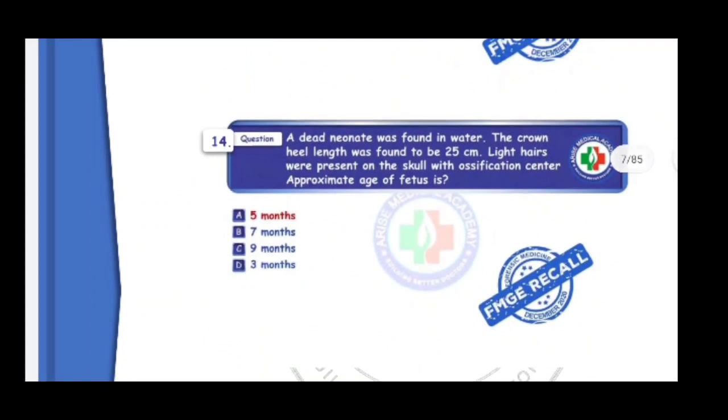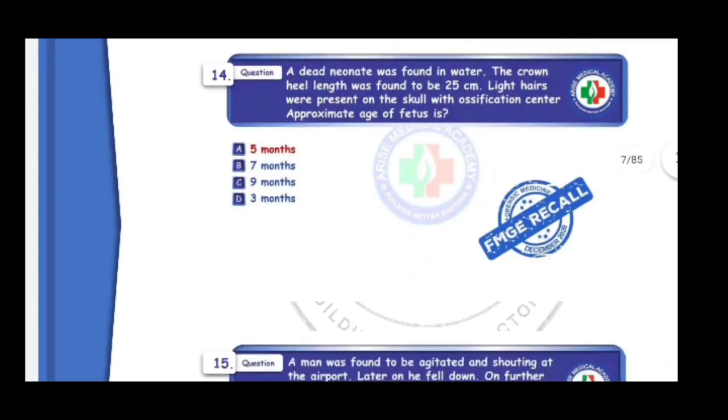Next one, a dead neonate was found in water. The crown heel length was found to be 25 cm. Light hairs were present on the skull with ossification center. Approximate age of fetus, correct answer is 5 months.